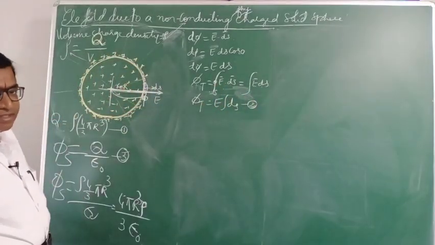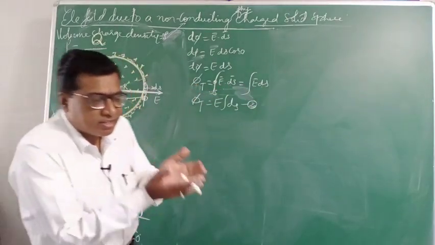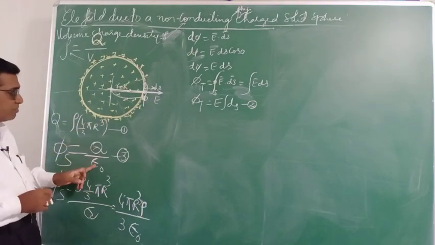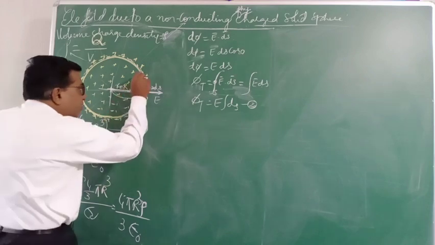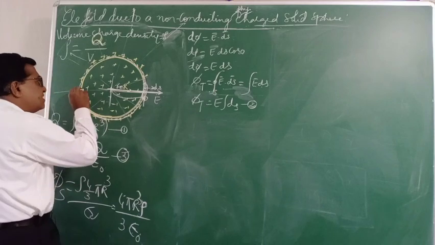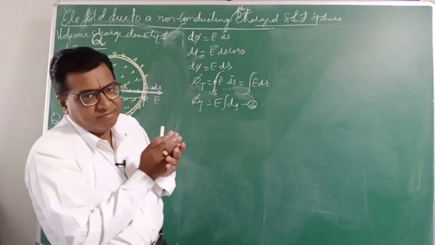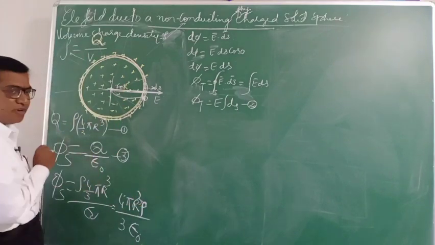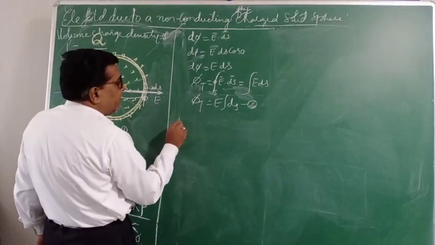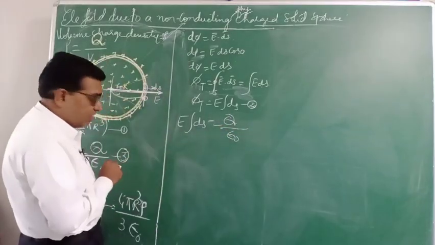According to Gauss law, the total flux through an enclosed Gaussian surface is equal to 1 by epsilon naught times the charge enclosed inside. Now the Gaussian surface is just over the surface of the solid sphere, so the charge inside is the charge of the sphere, q. Therefore it is q by epsilon naught. Substituting, equating 2 and 3, I get E integral ds is equal to q by epsilon naught.